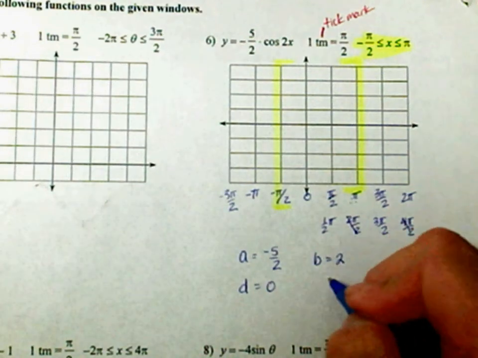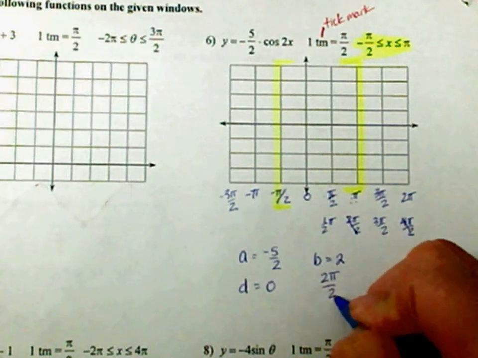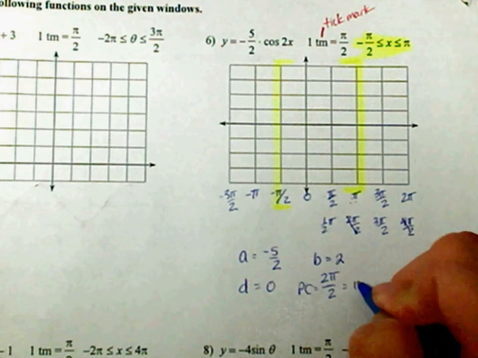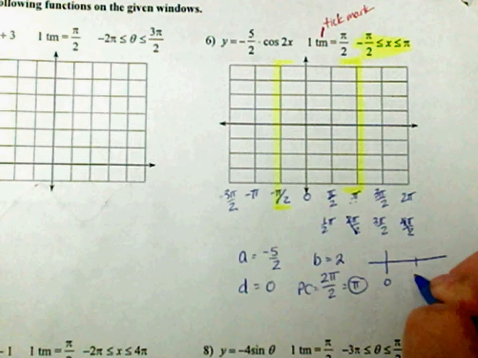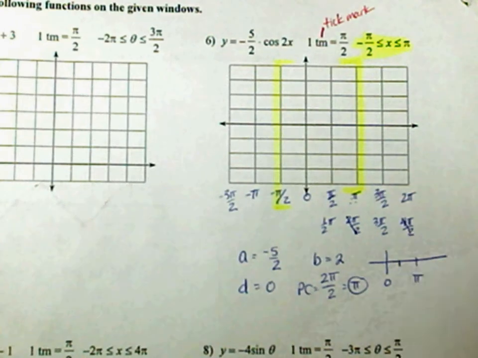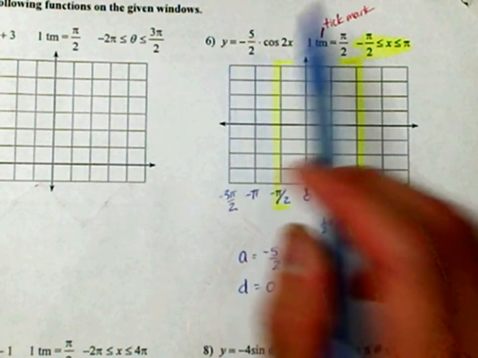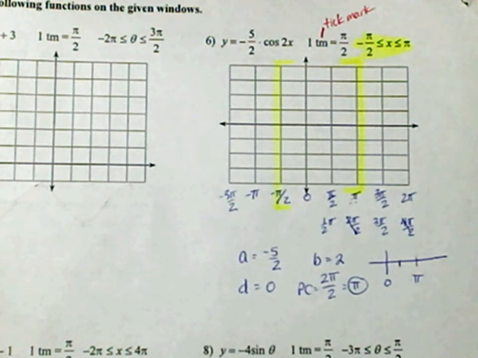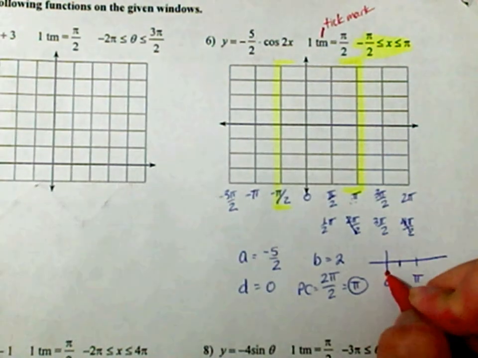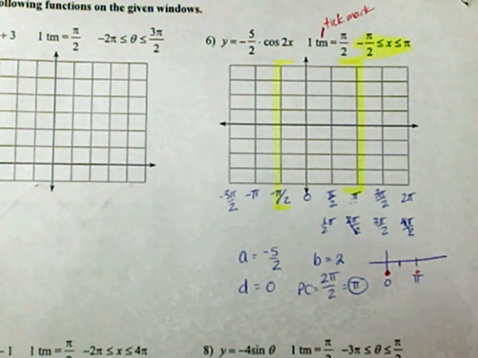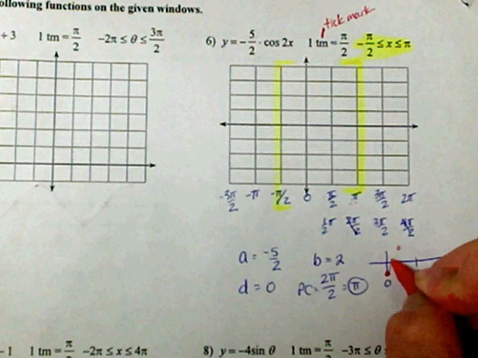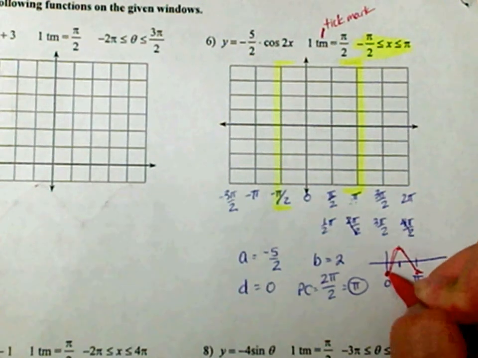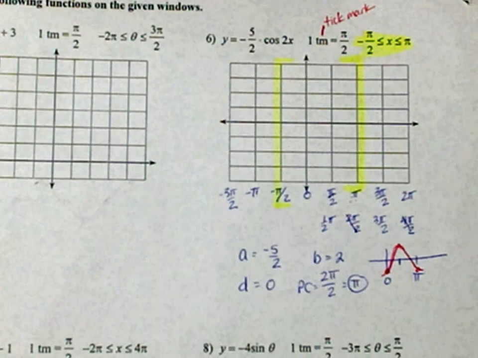2 pi over 2, your period change, is equal to pi. Make a sketch. 0, pi. Here's your half mark. We are graphing negative cosine. So negative cosine starts down here and ends at the minimum as well. And the point in between is going to be your maximum. So your graph will look something like this. Okay? There's your negative cosine graph.